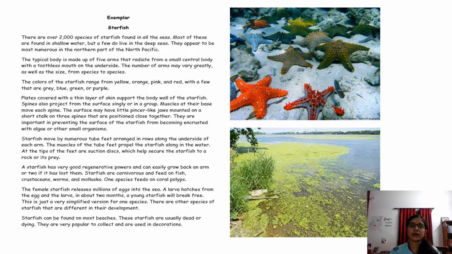And the starfish moves by numerous tube feet arranged in rows along the underside of each arm. As we said, it has 5 arms, maybe a lot of arms, like numerous arms. Those arms have small tube-like structures, and that helps the starfish to move in the water. Unlike other fish, it doesn't have any fins to swim in the water, but to move, they don't swim, they just move. So their arms have small tubes which help them to move through the ocean. These arms propel the starfish along in the water.